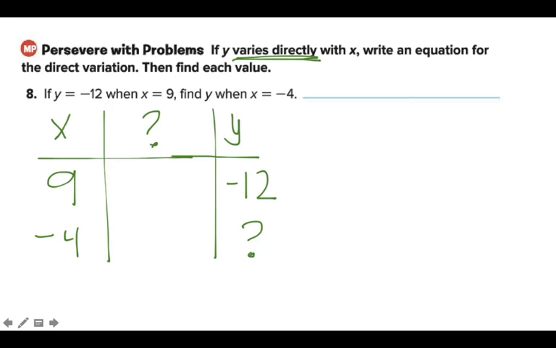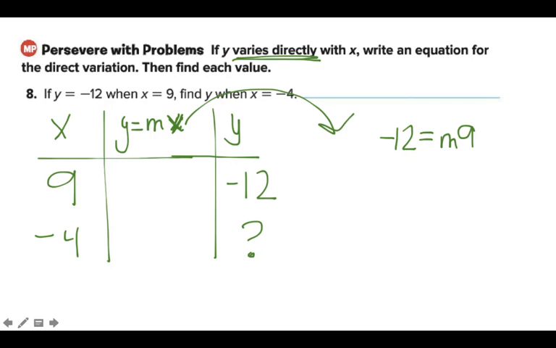Now this pattern is going to be y equals mx. That will help us find our pattern. I know the y and I know the x. So let's take a little sidestep for a second. If I know my y is negative 12 and I know my x is 9, all I have to do is figure out the m. This is an easy equation to solve. My m is negative 12 ninths, which simplifies to negative 4 thirds.